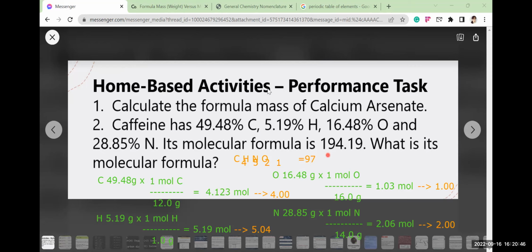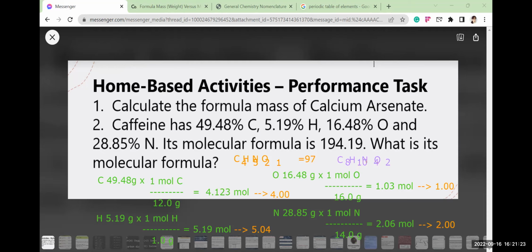So ano na yung molecular formula? Kung multiply yung 4, 5, 2, and 1 by 2. Yes. Okay. So, ano magiging molecular formula? C8H10N4O2. Very good. Okay?